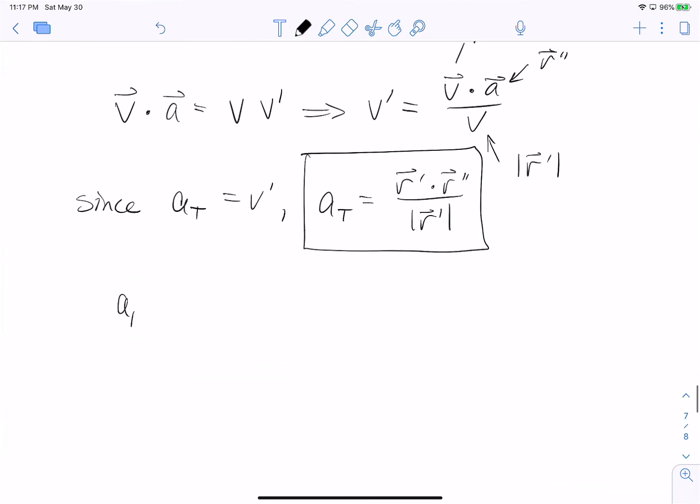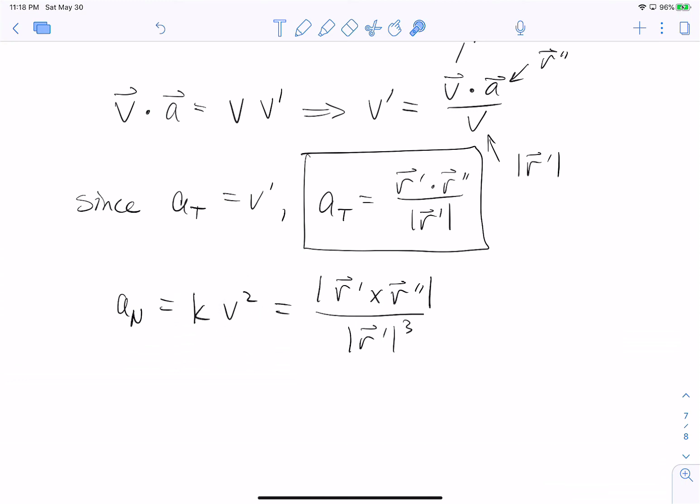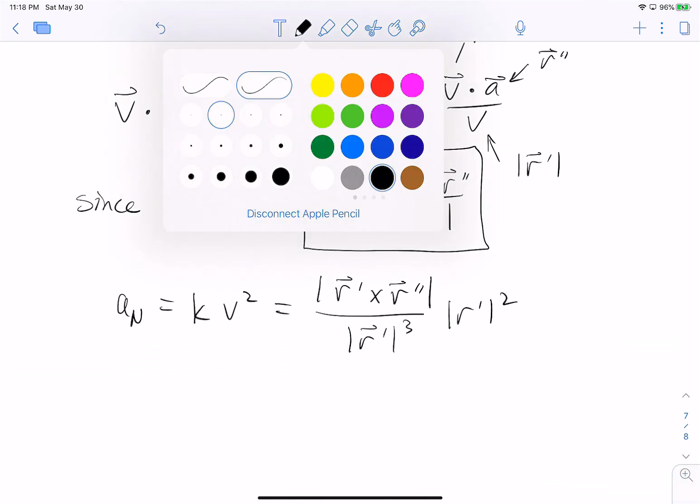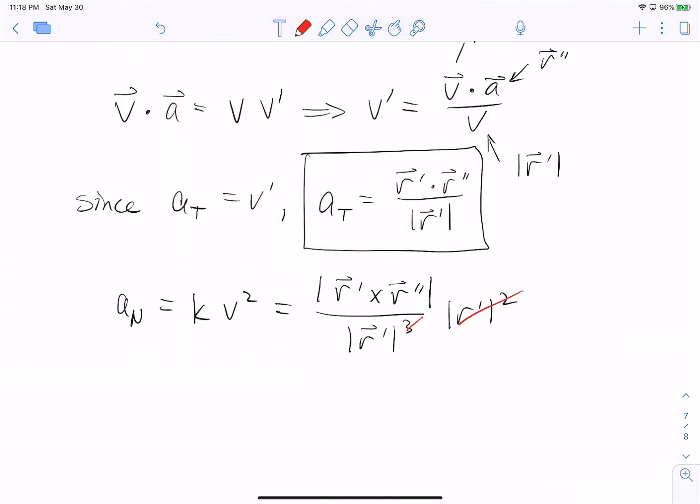The normal component of acceleration is, we already discovered, k v squared, but one of the expressions for curvature, k, is the magnitude of r prime cross r double prime divided by the magnitude of r prime cubed. v squared is the magnitude of r prime squared, and so we're going to have two factors of the magnitude of r prime divide out. We then have the normal component of acceleration that can be expressed as the magnitude of r prime cross r double prime divided by the magnitude of r prime.